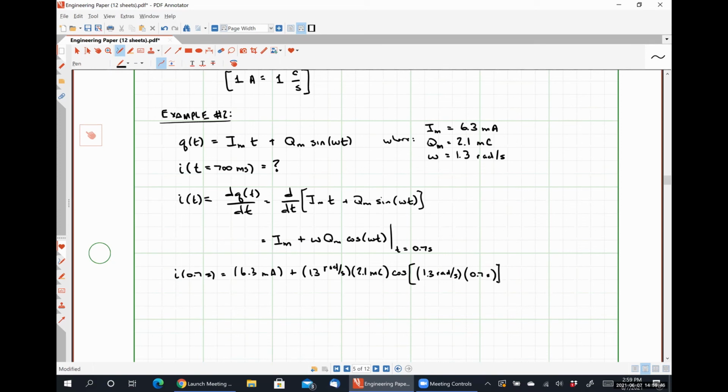Another thing that I want to point out real quick. I have a millicoulomb per second when I multiply these together. A millicoulomb per second is the same as a milliamp. So I'm adding milliamps plus milliamps. I have the answer to this problem, but I want you guys to calculate it if you have a calculator handy and tell me what the answer is, because I'm willing to bet that I'm going to get two different answers.